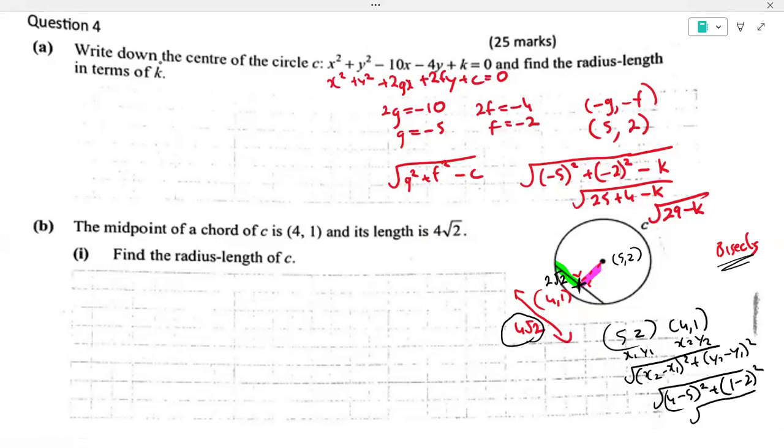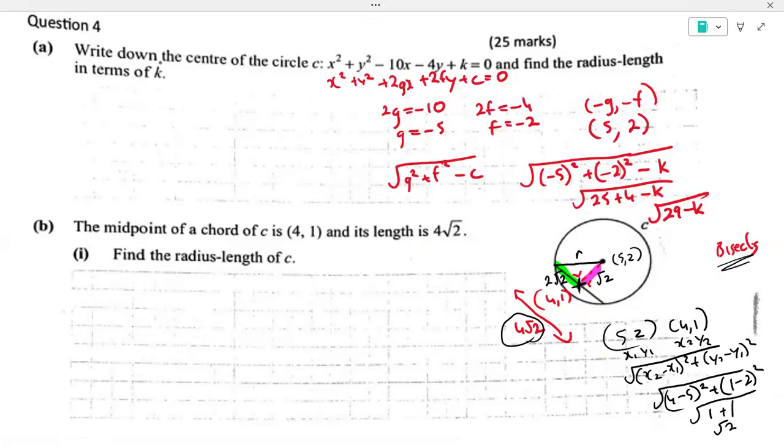So what's that? That is minus 1 squared, which is 1, and 1. So it's actually the root of 2. So the pink bit is the root of 2. Now the actual radius is this bit here, so we'll just call that R.